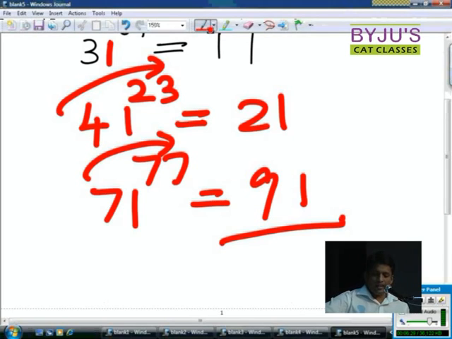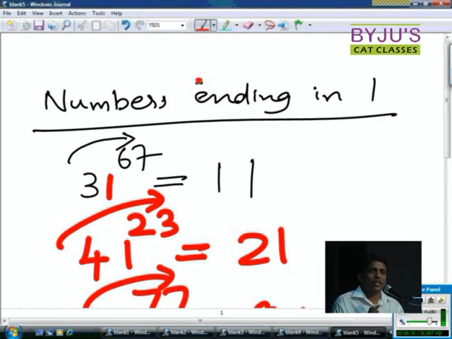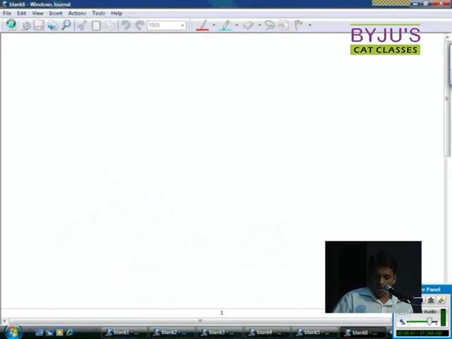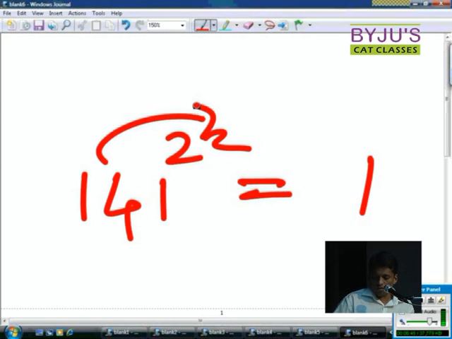You have direct answers for numbers ending in 1. So numbers ending in 1, it's no issue. It's just a matter of seconds before you decide the last 2 digits. Maybe some more if you want: what will be 141 raised to 22? 1, and 4 into 2 is 8. Is it clear?